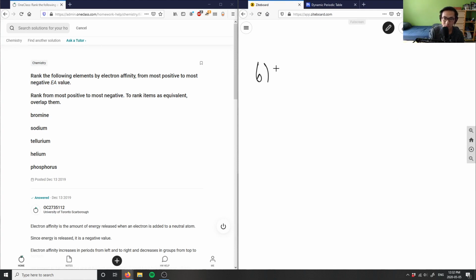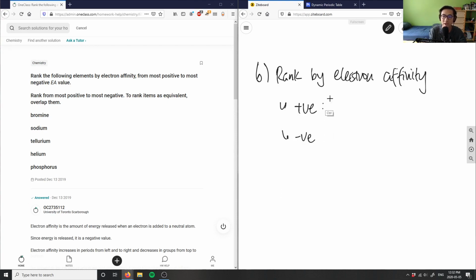Number 6 says to rank by electron affinity, from most positive to most negative value. When we talk about positive, this is my shorthand for positive, and this is my shorthand for negative. Positive means that energy is absorbed. You can think of it as an endothermic reaction. Negative values mean energy is released, and you can think of this as an exothermic reaction.